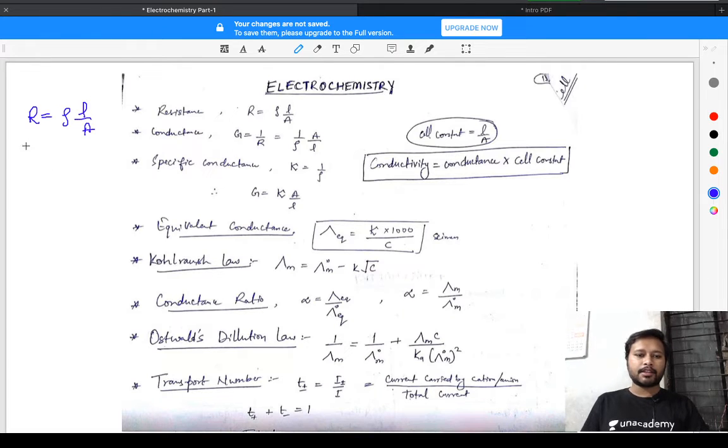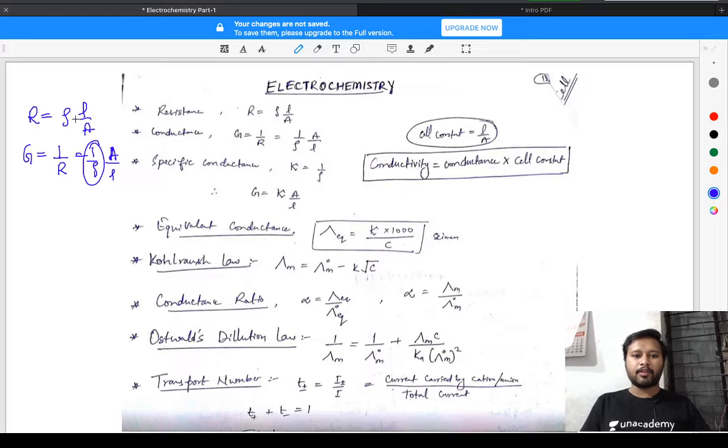Now conductance is denoted by G, and it is the inverse of resistance. Just like resistance is the property of a material that restricts the flow of electric current through it, in the same way, conductance is the property of a material that allows the flow of electric current through it. So it will be the reverse of resistance, just opposite of that. The formula for conductance is 1 by rho times A by L. Okay, so that is the formula.